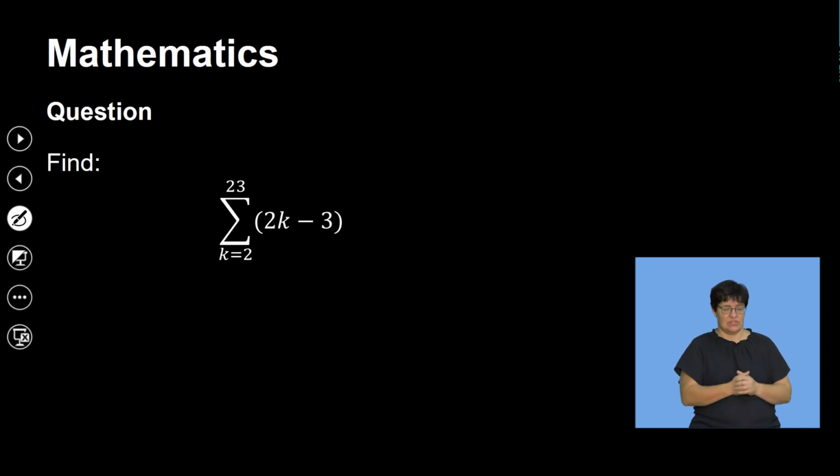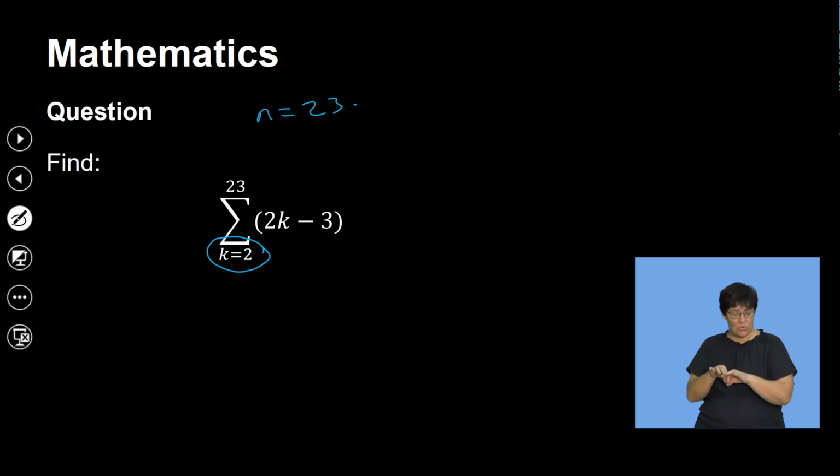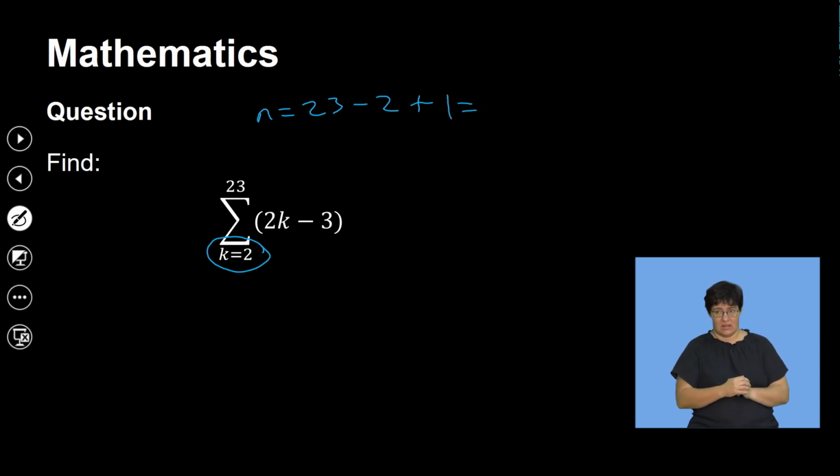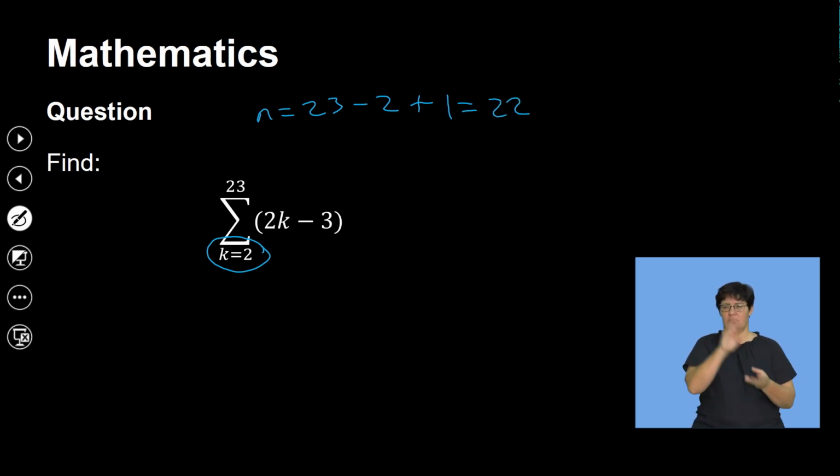Let's look at some sigma notation quickly. Now I said k is equal to 2. So it means the n value here is actually 23 minus 2 plus 1, which is not equal to 23. So 23 minus 2 will be 21, plus the 1 will be 22. What does that mean? It means position number 1, we don't look at it. We only start at position number 2. That's where my first term is going to be.